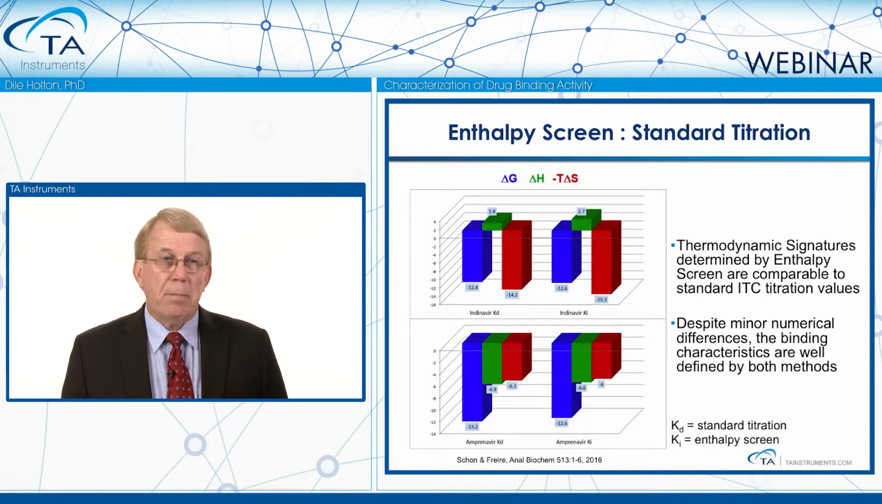And despite any minor numerical differences that we might see on these 2 graphs, the binding characteristics of both of these drugs are well defined by both of these methods. So the enthalpy screening, combining it with IC50 or Ki, as well as understanding how to calculate delta G and minus T delta S, gives us a good understanding of what's happening with the thermodynamic signature.